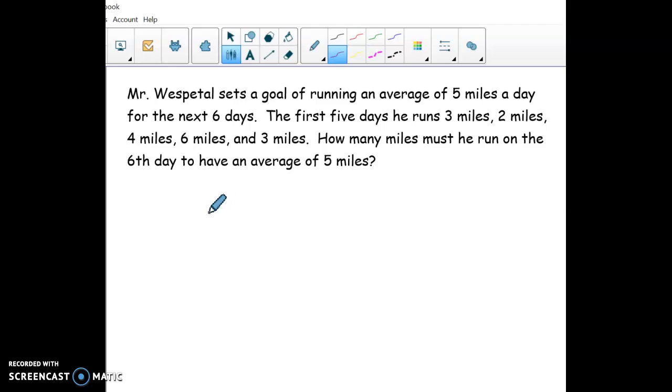So this is one involving mean. I want to average 5 miles. You can do this guess and check as one route. Otherwise, you can set up an equation, which I'll show in a second. But give this a shot before continuing.